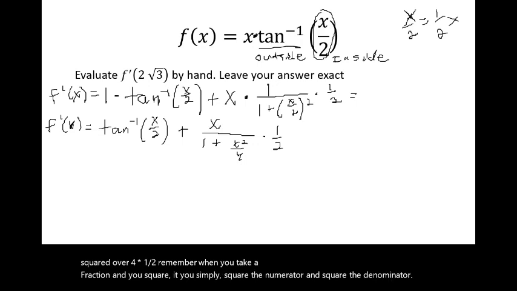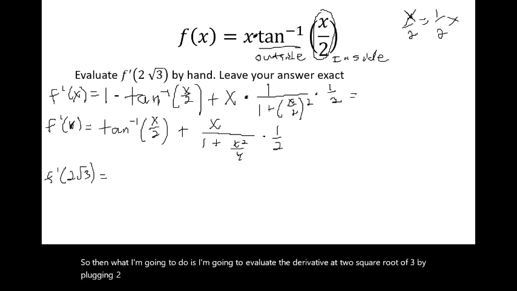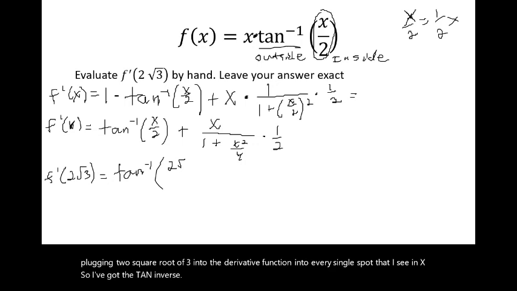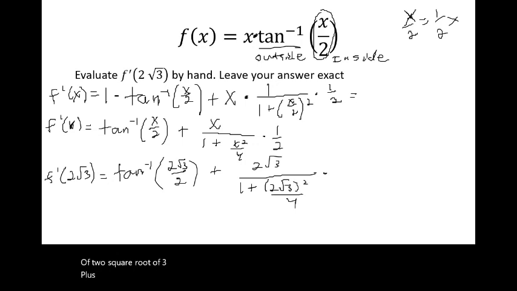So then what I'm going to do is evaluate the derivative at 2 square root of 3 by plugging 2 square root of 3 into the derivative function into every single spot that I see an x. So I've got the tan inverse of 2 square root of 3 over 2 plus 2 square root of 3 all over 1 plus, I'm going to use parentheses here, 2 square root of 3 squared over 4 times 1/2.